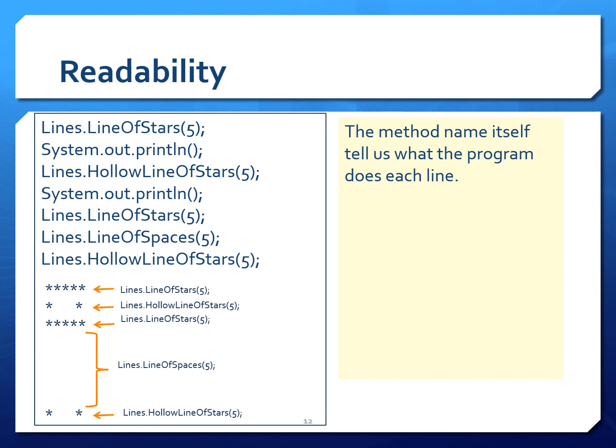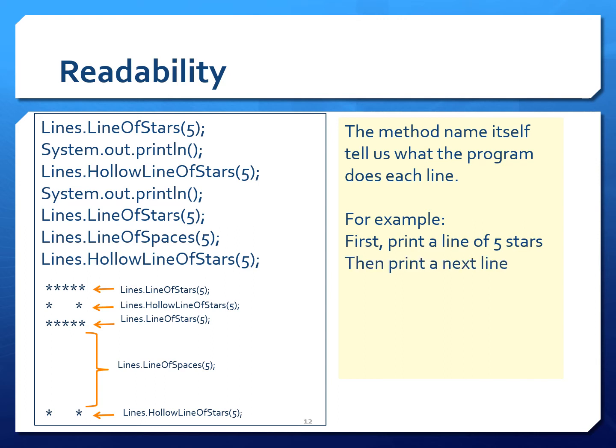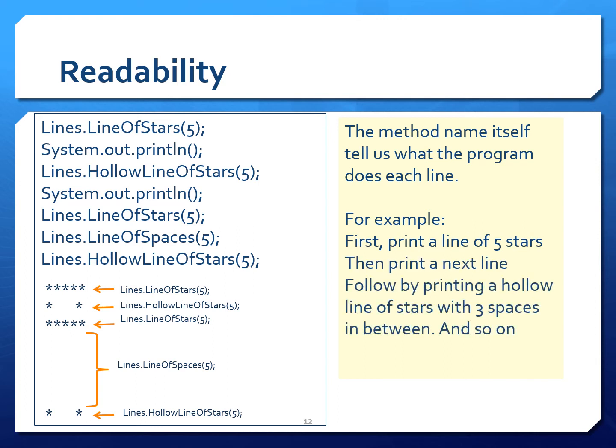In terms of readability, the method name itself tells us what the program does each line. For example, the first line, print a line of 5 stars. Then it prints the next line, followed by printing a hollow line of stars, with 3 spaces in between, and so on.